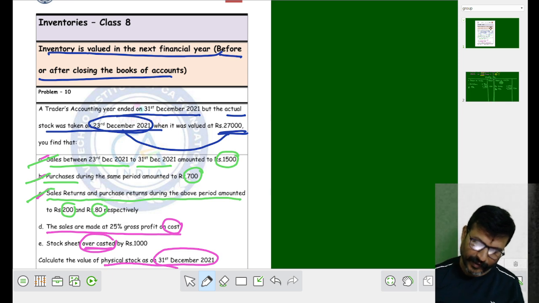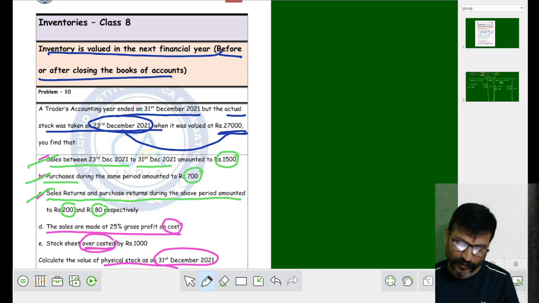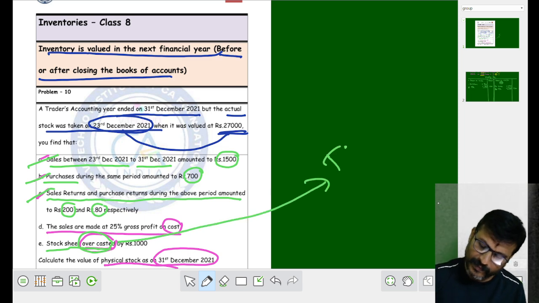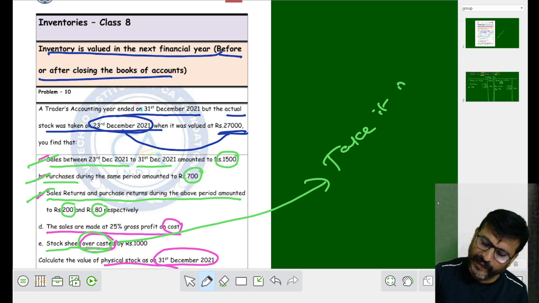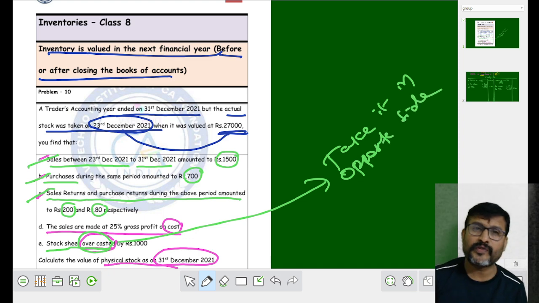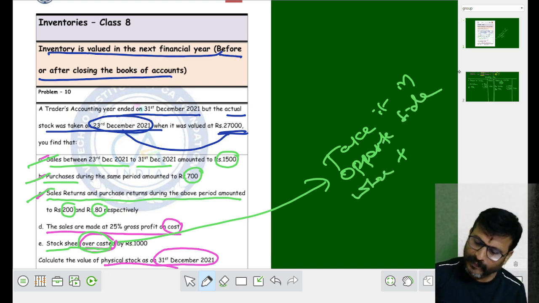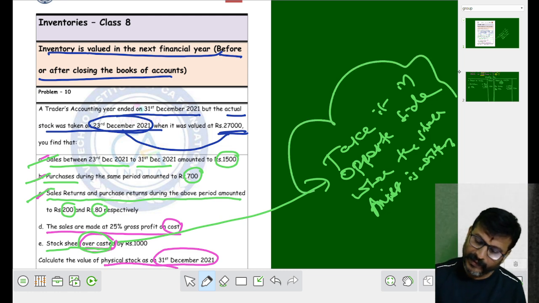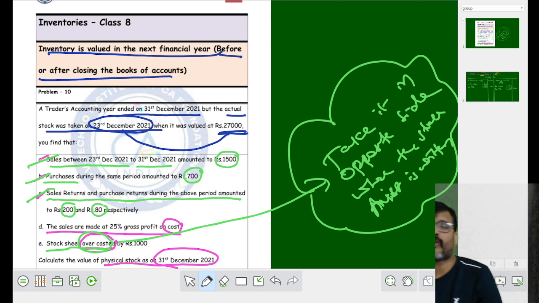Sales are made at a profit of 25% of gross profit on cost price. Fine. Stock sheet overcosted. What they have given? Overcosted. Overcosted means what? Take it in the opposite side where the stock amount is written. Please remember, take it in opposite side where the stock amount is written.